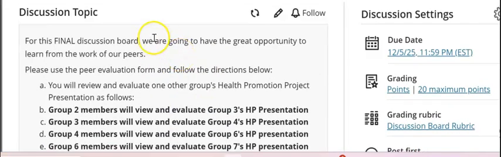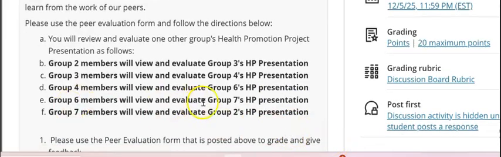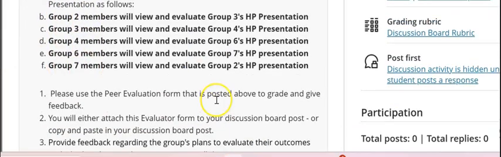So for this, group 2 members are going to view and evaluate group 3's presentation. Group 3's members are going to view and evaluate group 4's presentation. Remember, we don't have a 5, so group 4 members will view and evaluate group 6's presentation. Group 6 is going to view and evaluate group 7's, and group 7 members are going to come back and evaluate group 2's. Okay, so you can see how that assures each one is evaluated.